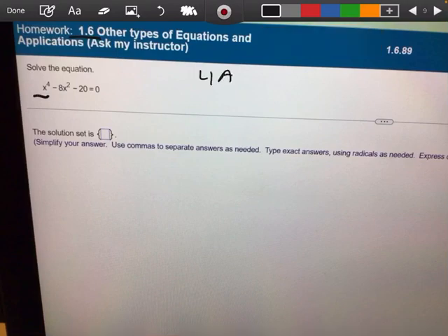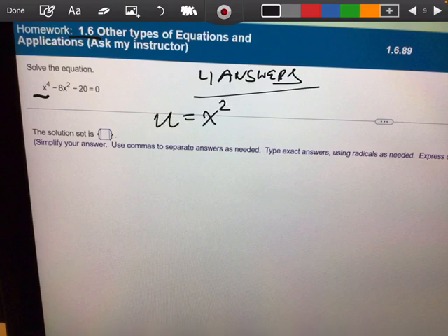So, y'all, I want to understand that at the very end, y'all, I'm going to end up with 4 answers, okay? Because it's an x to the fourth, I should get 4 answers. Now, the way we're going to approach this, y'all, we're going to use that idea of the u substitution. So we're going to say u equals x squared. So that means that u squared would be x to the fourth.